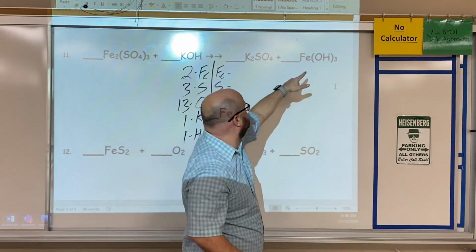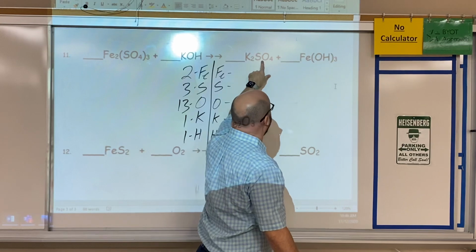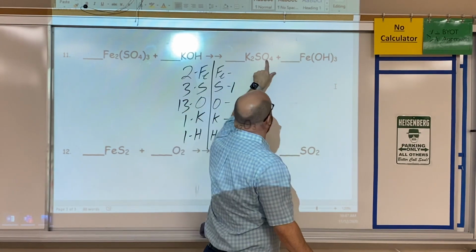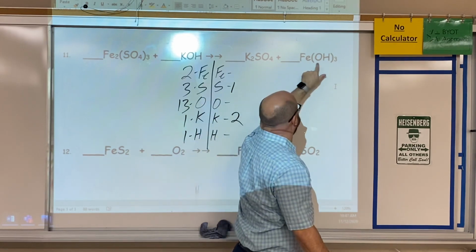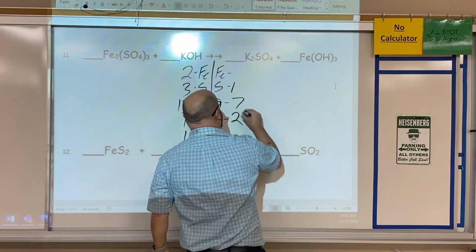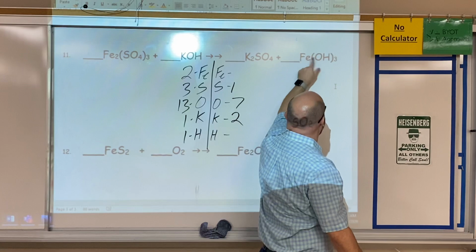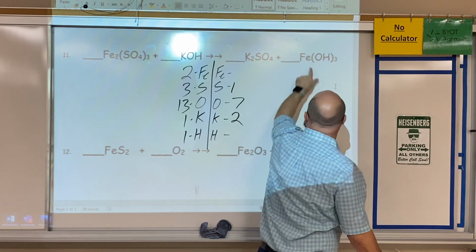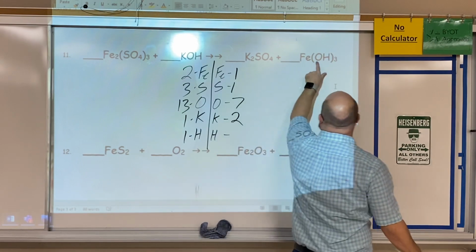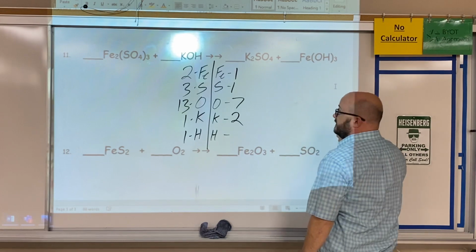Potassium, 2. Nothing in that one. Sulfur, 1. Nothing in that one. Oxygen, 4. And then we have oxygen over here as well. So O times 3 is 3 plus 4, 7. Iron, just by itself. Remember, that 3 doesn't apply to iron. So we just have 1. We've already done oxygen. Hydrogen, H3.